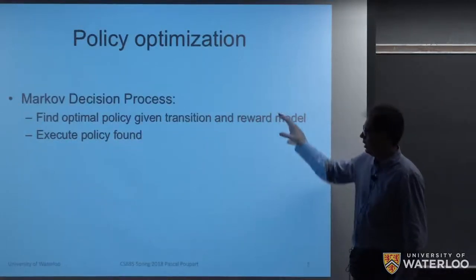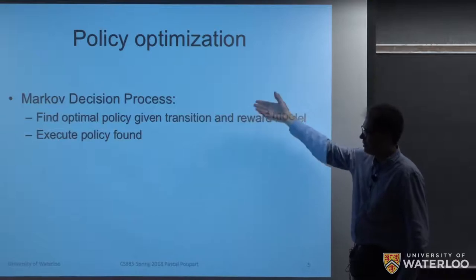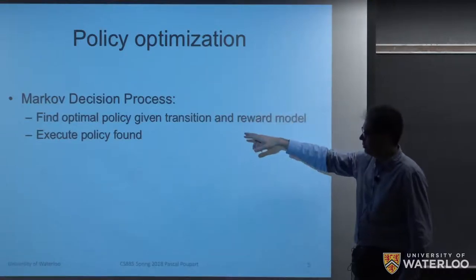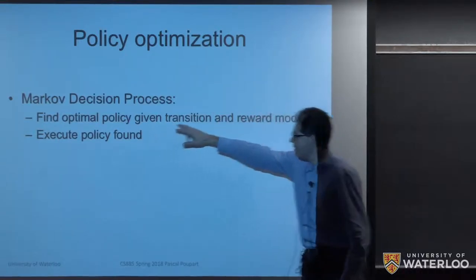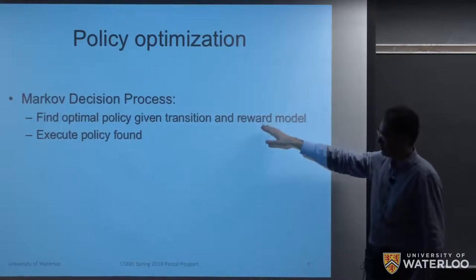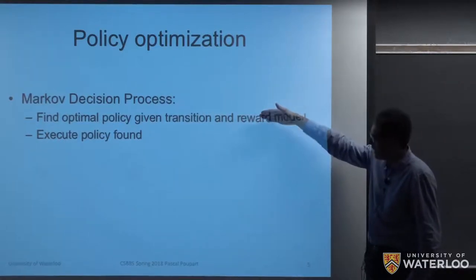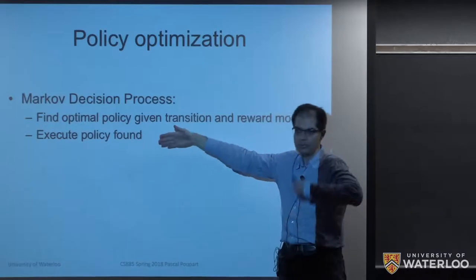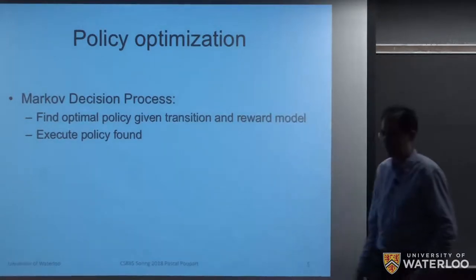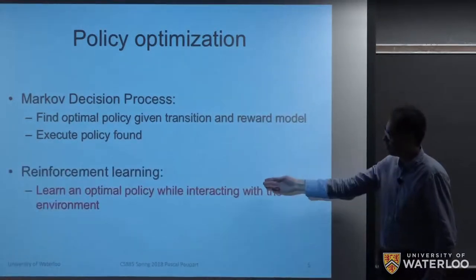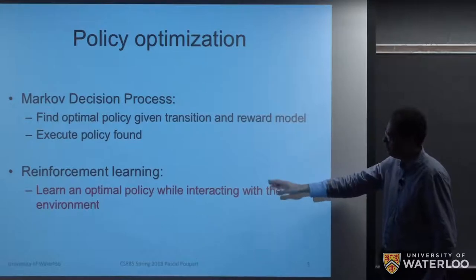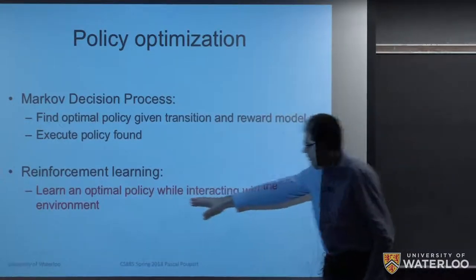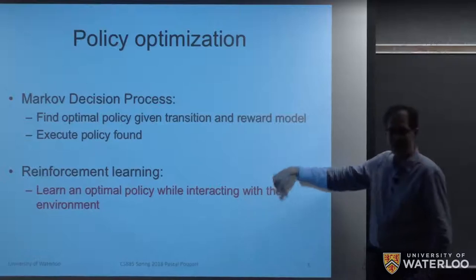Okay, so in the context of Markov decision processes, we solve that problem by finding an optimal policy given the transition and the reward model. And then once we had that policy, we were able to just execute it. In the context of reinforcement learning, we're going to essentially learn an optimal policy while interacting with the environment.